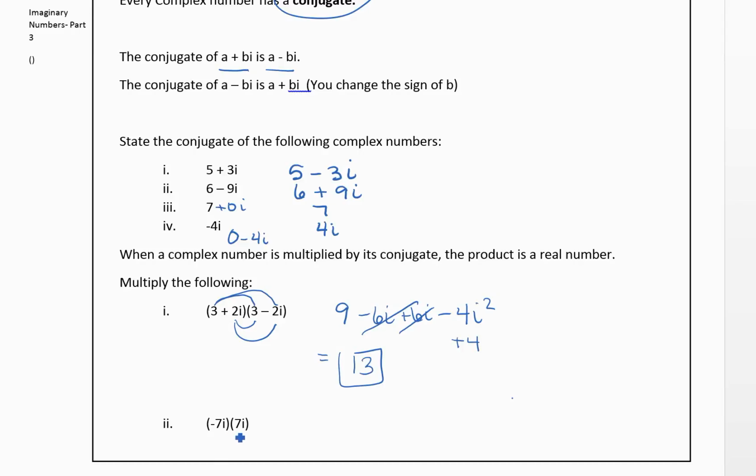Here we have negative 7i times 7i. So we do negative 7 times 7, which is negative 49. i times i will be i squared, but i squared is equal to negative 1. So we have negative 49 times negative 1, which is positive 49.